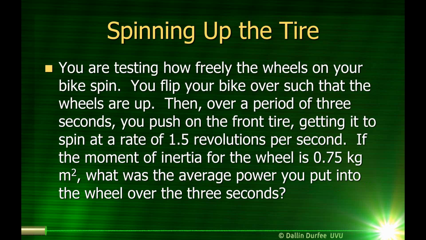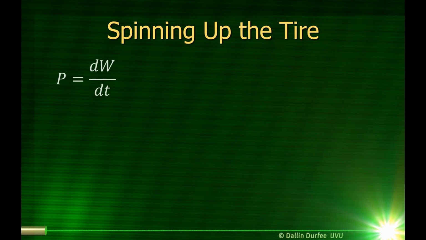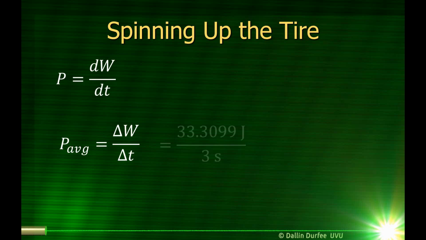Everything's kosher. And now we're going to do the same problem, but now we're going to find the average power we put into the wheel over 3 seconds. Well, power is the derivative of work with respect to time. So the average power is the work done divided by the time it took to do it. And we know the work done. We already calculated that. And so there is our answer, an average power of 11.1 watts.